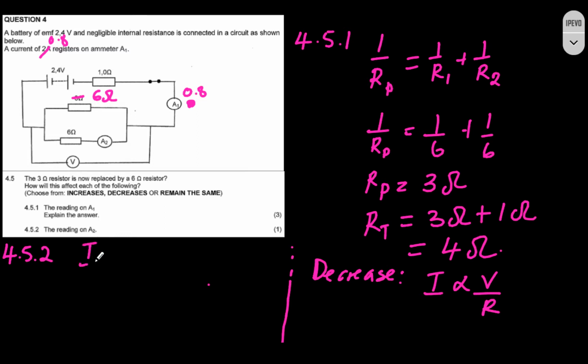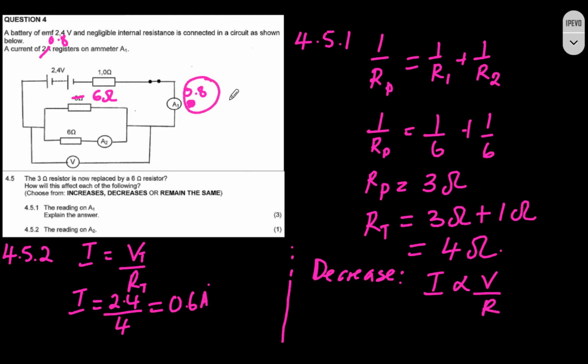So current is equal to voltage over resistance, now with the total resistance and the total voltage. The current is the one we want to find, and the voltage is still 2.4. However, the total resistance is now 4, which means our total current is now 0.6 amps. So instead of being 0.8, it's now 0.6. Thus 0.6 amps is going to come in this direction and be split equally because this is 6 ohms, and hence it's going to be 0.3 here and 0.3 in the other direction.